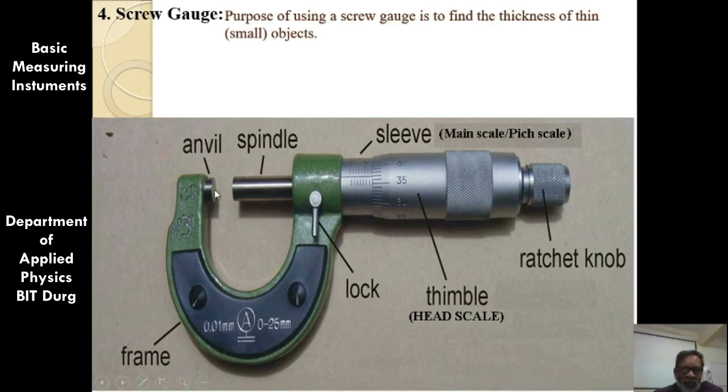Suppose we have put something here. Now we want that this thimble should not move accidentally. So we can use this to lock and unlock. When this is in the lock position, obviously the thimble is never going to move. When this is in the unlock position, then you can move this circular scale on the main scale. So these are the various parts of the screw gauge.